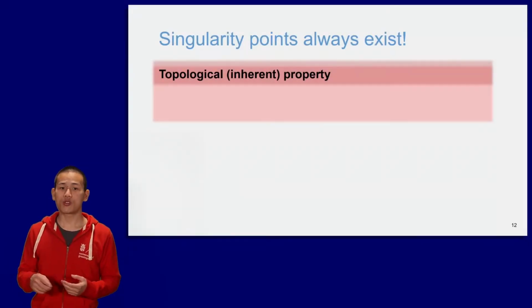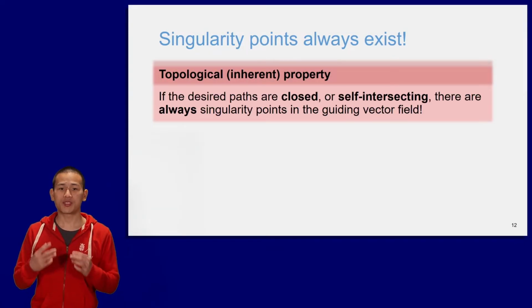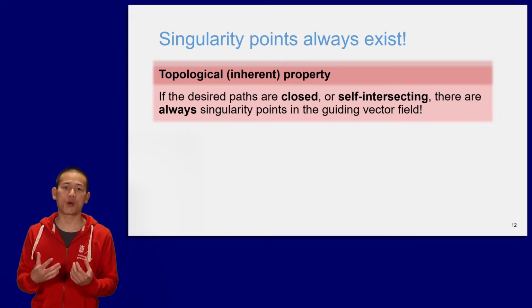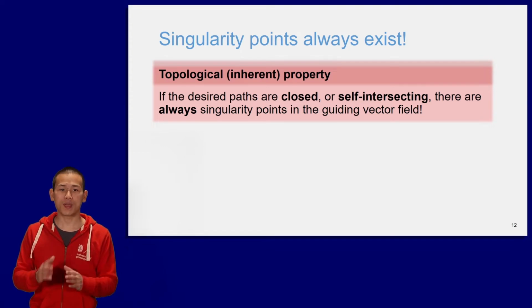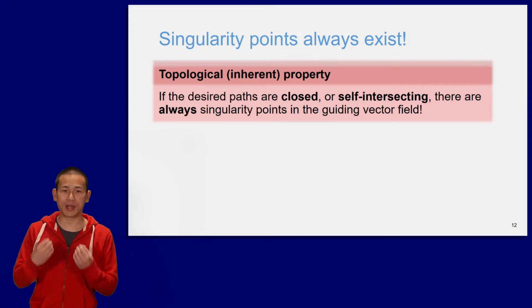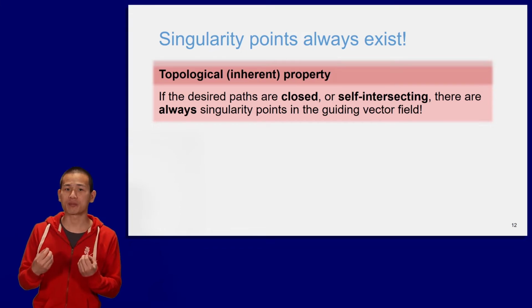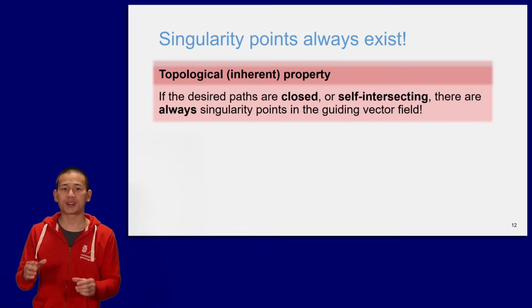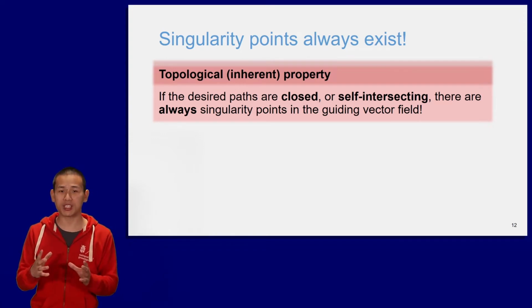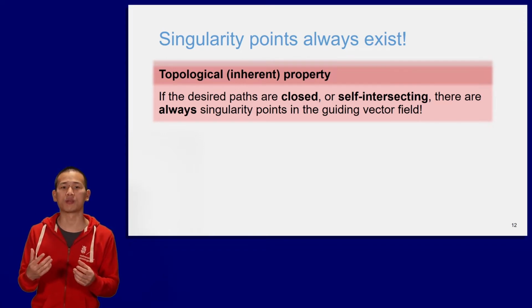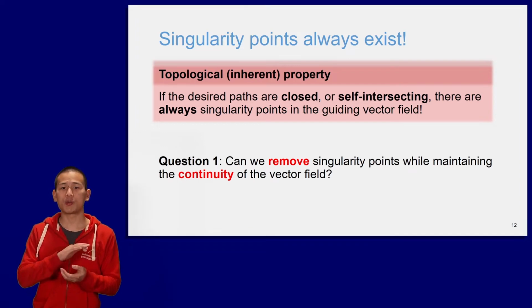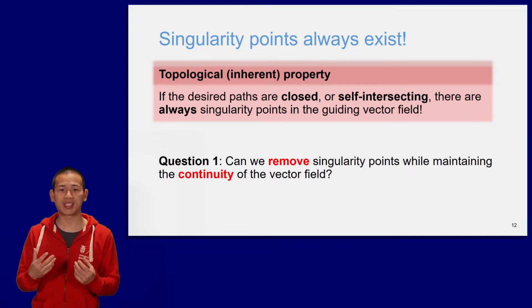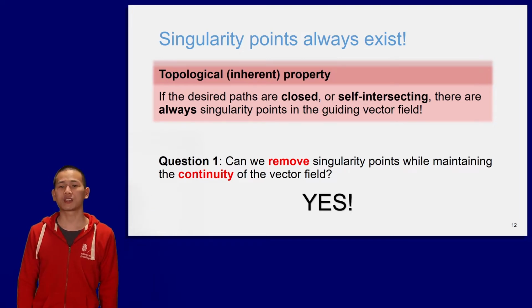Worse still, we prove that there is a topological property. If the desired paths are closed or self-intersecting, then there are always singularity points in the guiding vector field, no matter what implicit function phi you choose, and no matter what the dimensions of the space are. One may assign arbitrary non-zero vectors to these singularity points, but this would make the whole vector field discontinuous, which is not desirable. So a fundamental question is, can we remove this singularity point while maintaining the continuity of the vector field? The answer is yes, but how to do that?